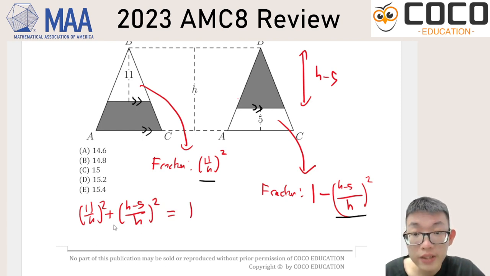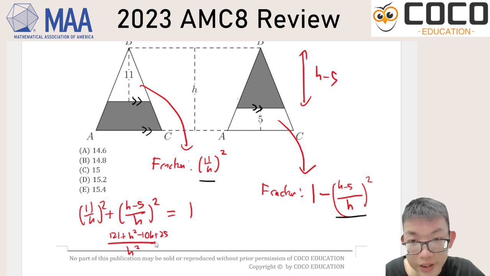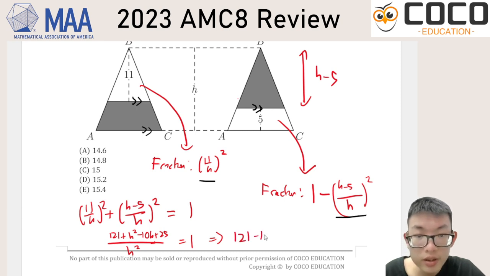And so both of these have the same denominator of h squared. So 121 plus h squared minus 10h plus 25. We use a little bit of algebra. And if we were to just multiply over and cancel off the h squared, we are left with this, which simplifies to h is 14.6.